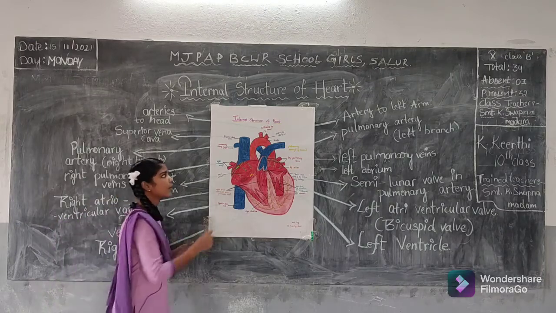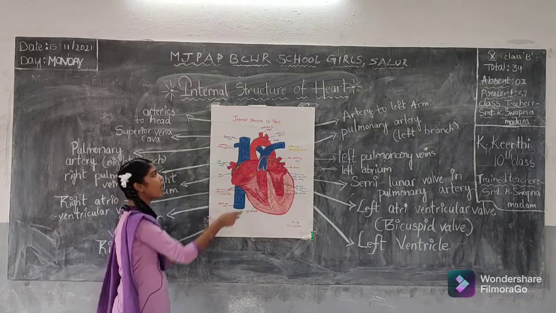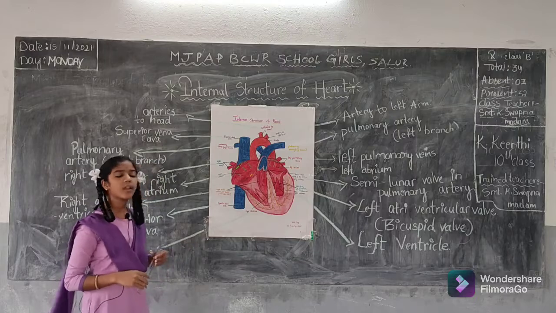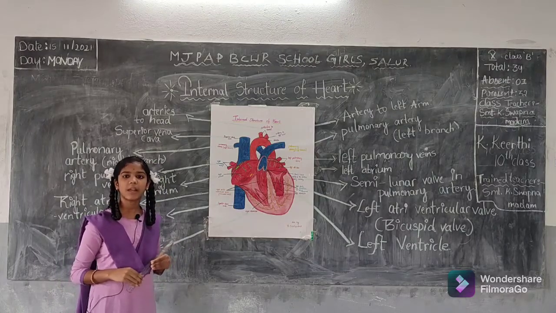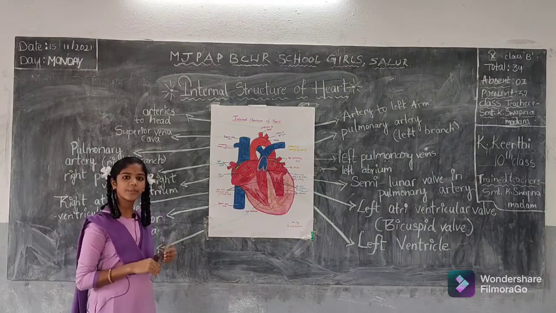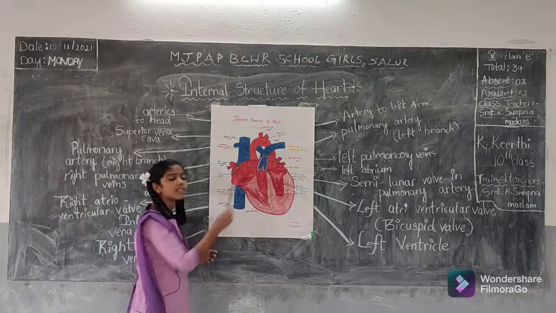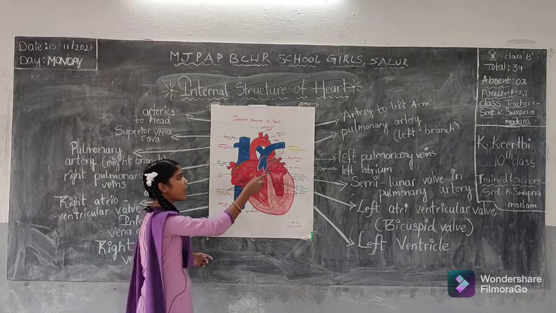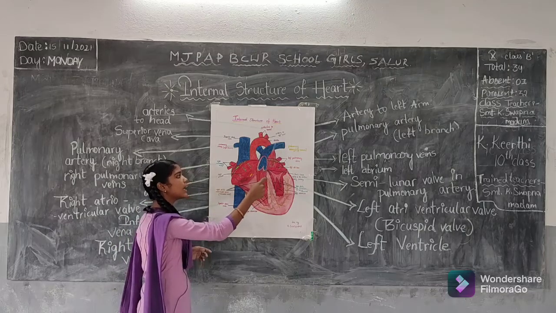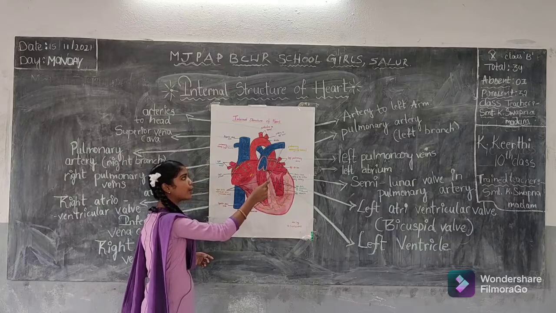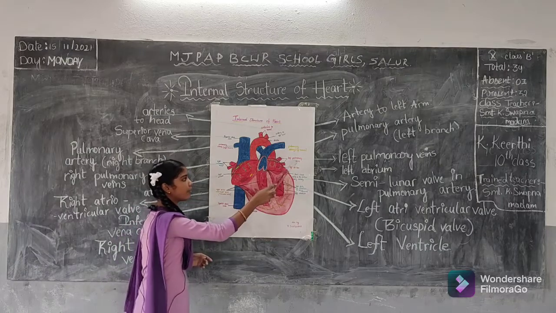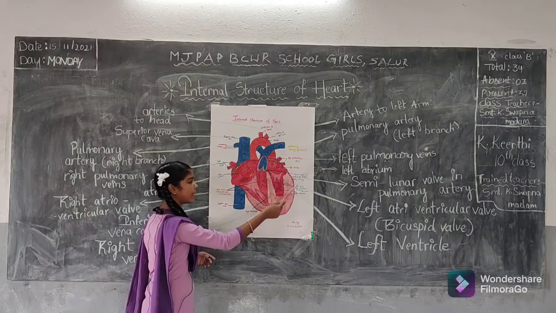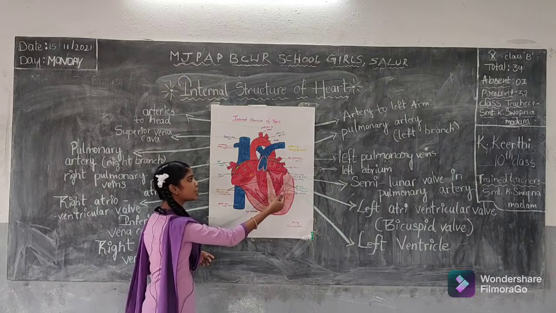Next, now we explain the internal structure of the heart. These are arteries. Arteries originate from the heart and supply oxygenated blood from the heart to all parts of our body. Next, the aorta is the largest artery. The pulmonary artery, relatively smaller than the aorta, carries deoxygenated blood from the heart to the lungs. Next, the left pulmonary veins. The function of the left pulmonary veins is to bring oxygenated blood from the lungs to the heart.